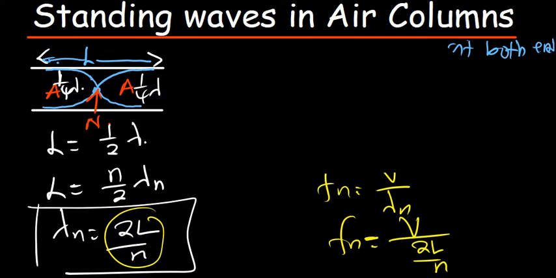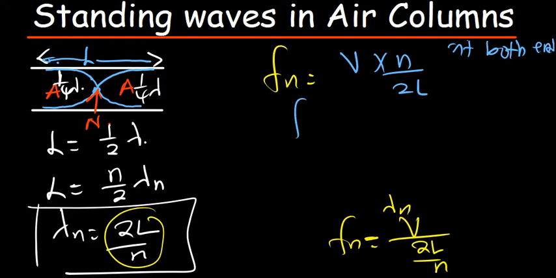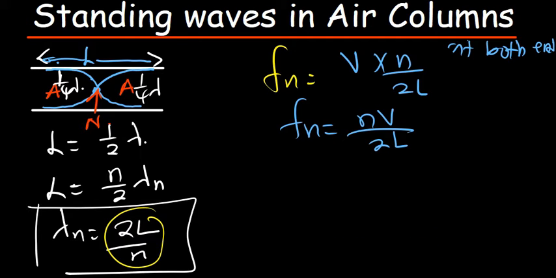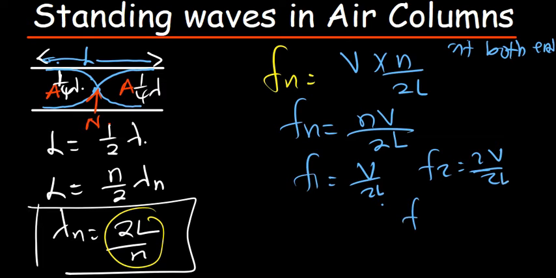The pipe is open at both ends. So we have Fn equal to V times n divided by 2L. So this will be nV divided by 2L, like that. So that is the formula now for any fundamental frequency. If n is equal to 1, we'll have 1 times V, which is V divided by 2L. If n is equal to 2, we'll have 2V divided by 2L. If n is equal to 3, we'll have 3V divided by 2L.